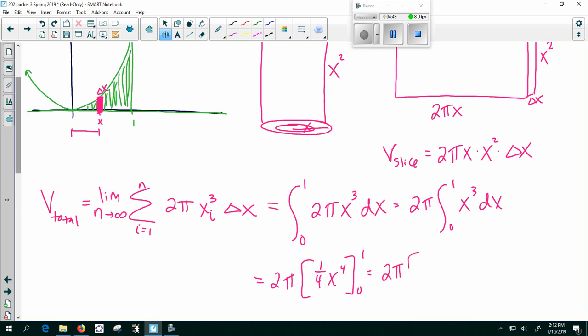2 pi times, if you plug in a 1, you get a 1/4. Plug in 0, you get 0. 2 pi times a 4th is pi over 2.